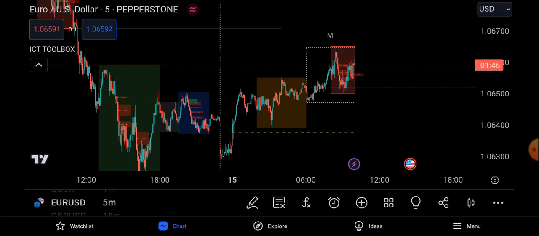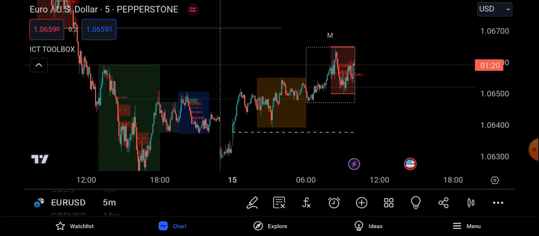So the first one was, I want you to know market structure, internal structure. Then the fourth one I kind of mentioned as I was explaining the second one, which is I want you to know what market structure shifts are. After you learn what market structure shifts are, then you can start to dabble with liquidity, because this is what the market is drawn to, liquidity.